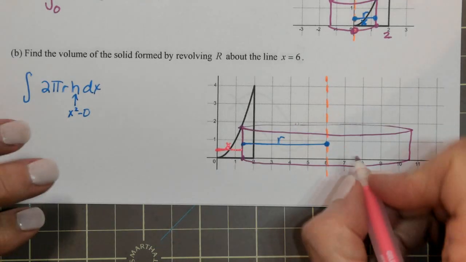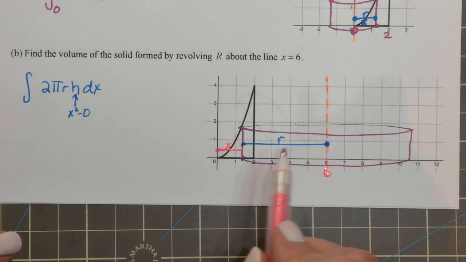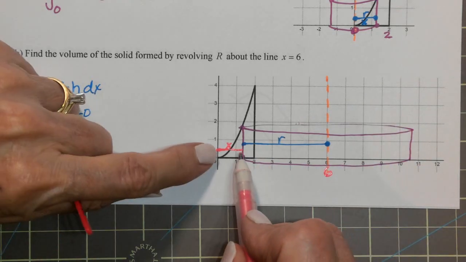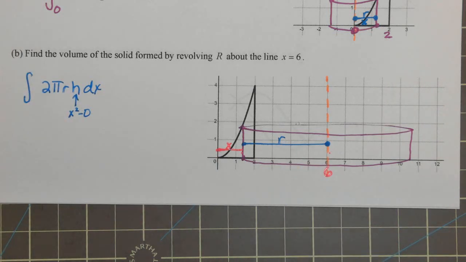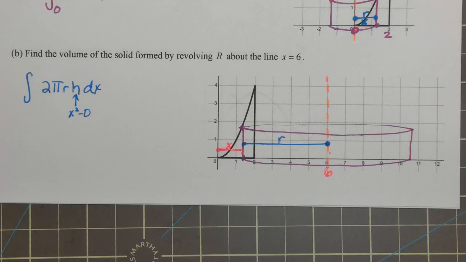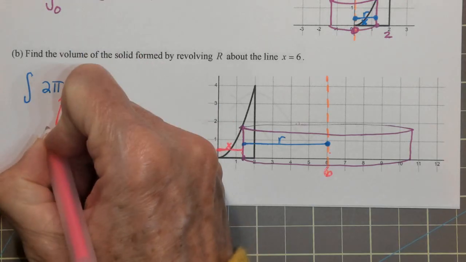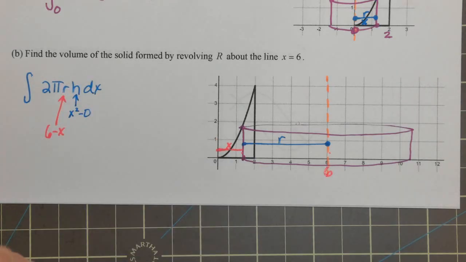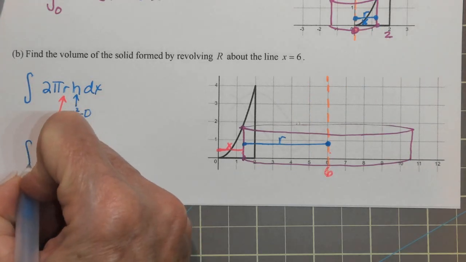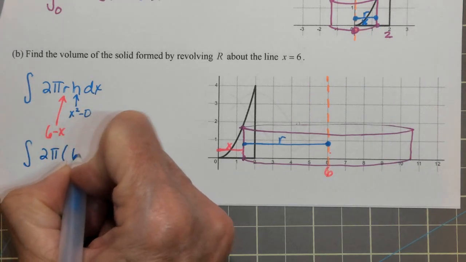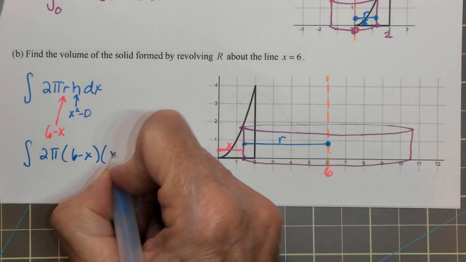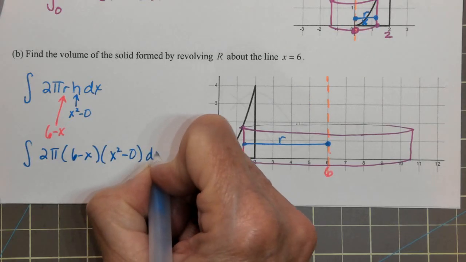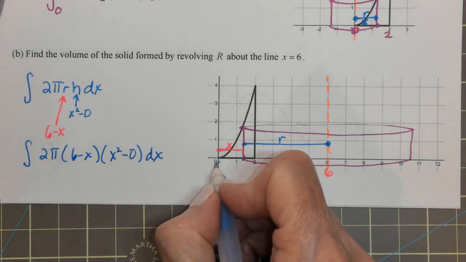So from that, and knowing that this is 6 out here, how big is R? If this is x and this is 6, then what is R? R is 6 minus x, right? That's the only thing tricky about this. And I don't think it's that tricky. 2 pi times 6 minus x times top minus bottom, x squared minus 0, dx. And we're still going from 0 to 2.